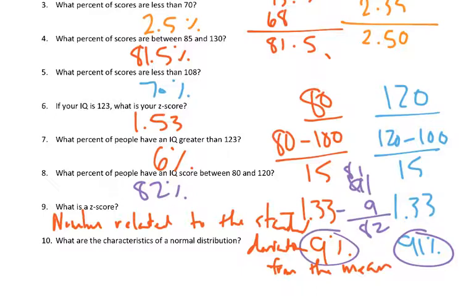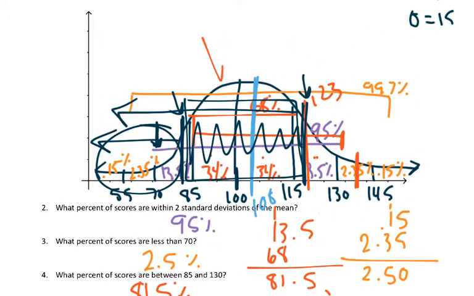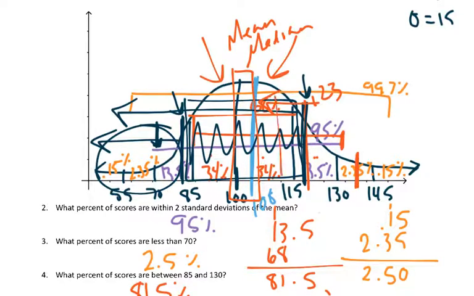Now, what are the characteristics of a normal distribution? Okay, well, looking at this, we've got that symmetry on either side, right? We also have the median and the mean that are the same. We have the closer you are to the mean, the more you have.